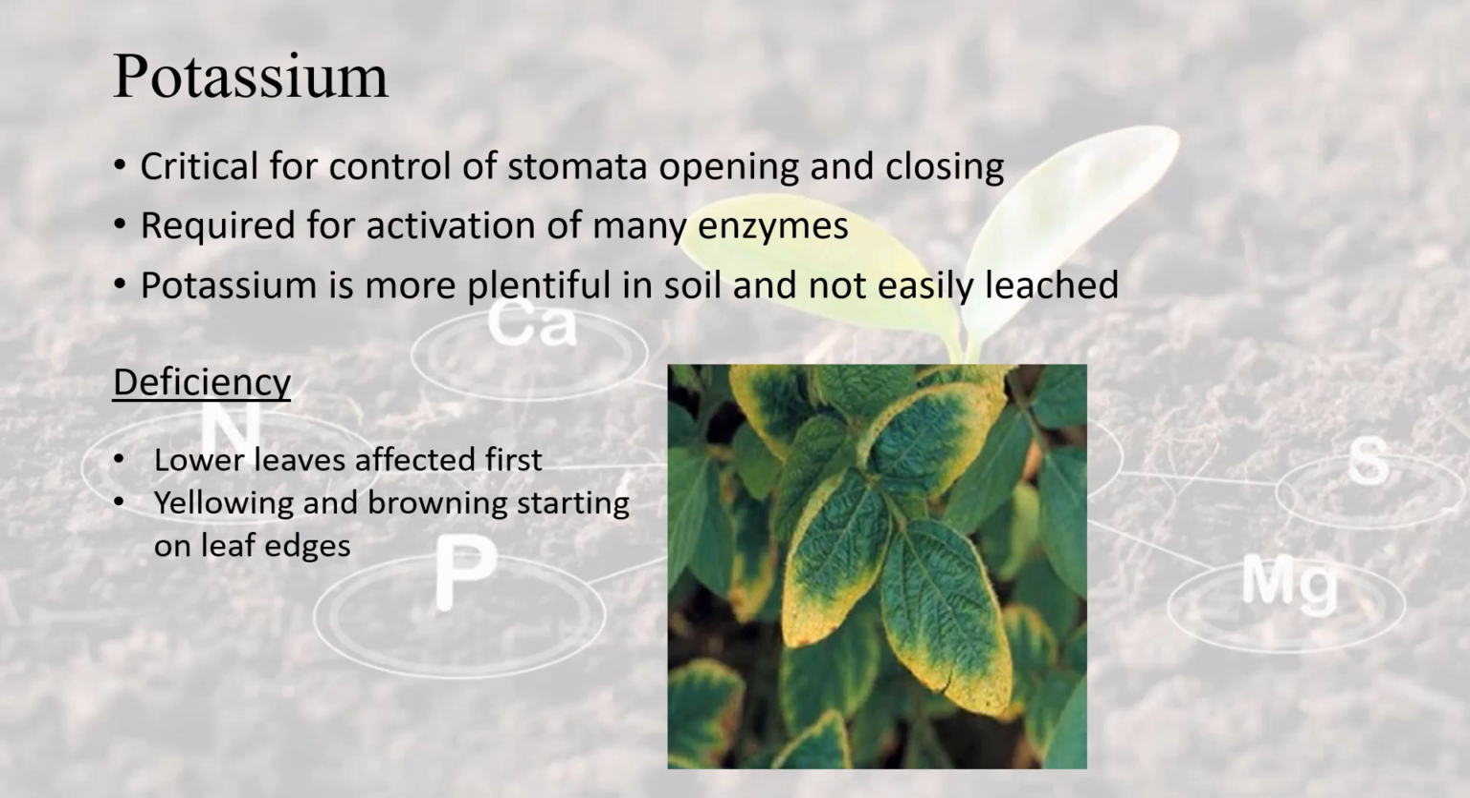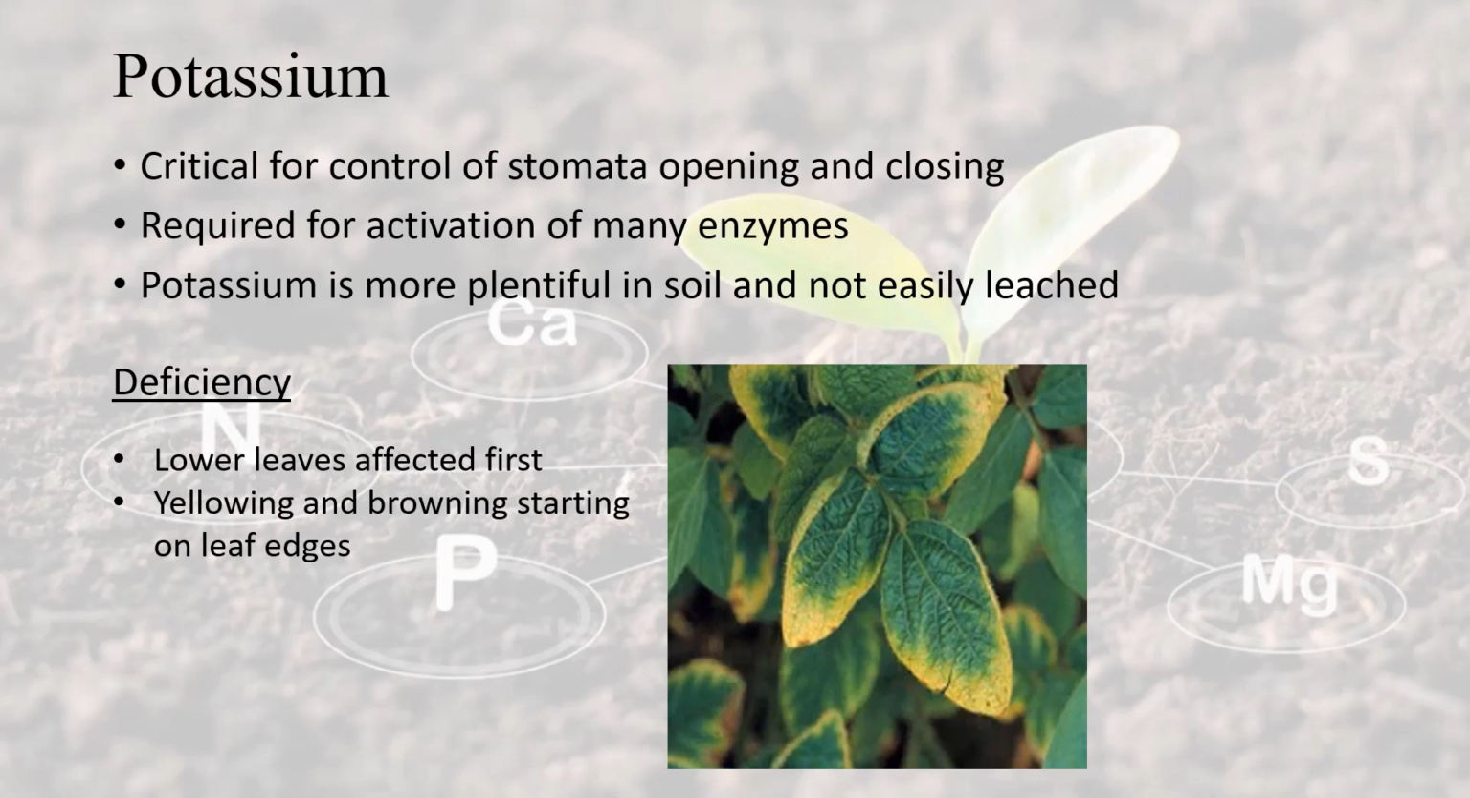And our last macronutrient is potassium. So again, potassium is important for several different functions, one of which is that it's critical for stomata opening and closing. And right, we learned about the importance of stomata when it comes to transpiration and gas exchange. Potassium is more plentiful in the soil, and it's not as easily leached, right? So you don't see deficiency problems in potassium as commonly as you do with nitrogen and phosphorus.